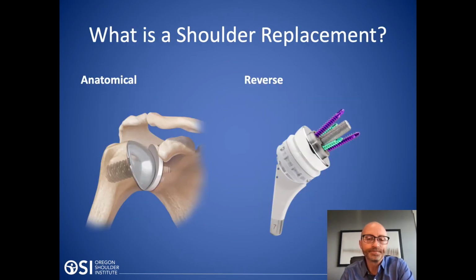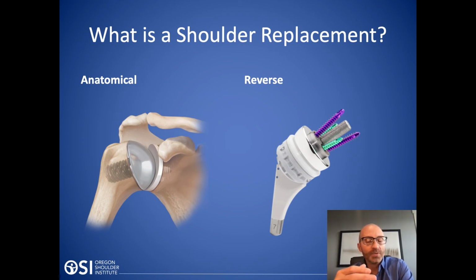So there's two major types of shoulder replacement. On the left is what I call an anatomical shoulder replacement, and on the right is what I call a reverse shoulder replacement. Anatomical shoulder replacement we do when the rotator cuff is intact. We replace a metal ball, and then typically a plastic socket, although there are some alternatives. The idea there is you're restoring the anatomy. The important thing there is you have to have a good rotator cuff, and you have to have enough bone support on the socket side to support that implant.